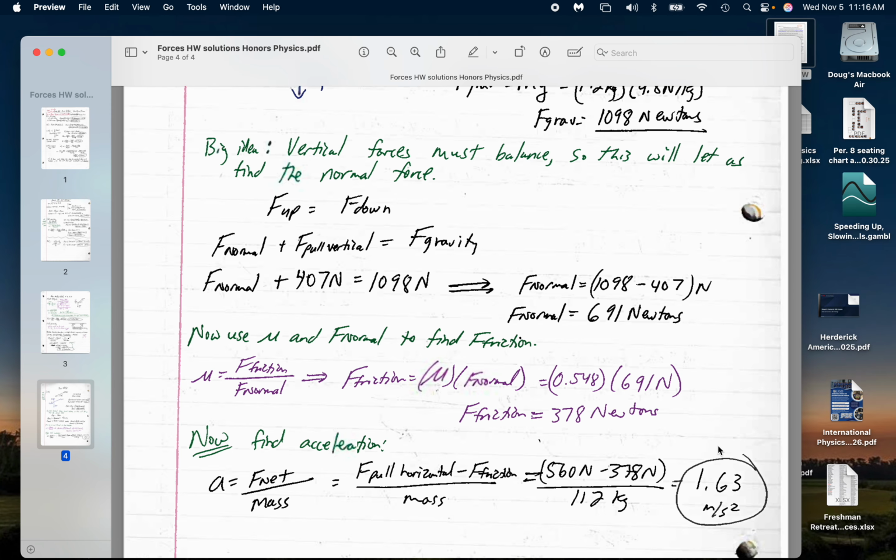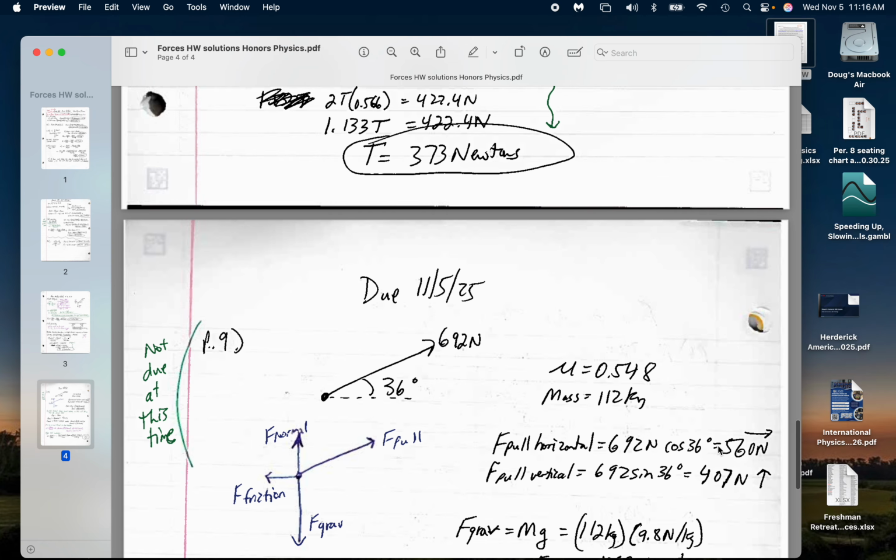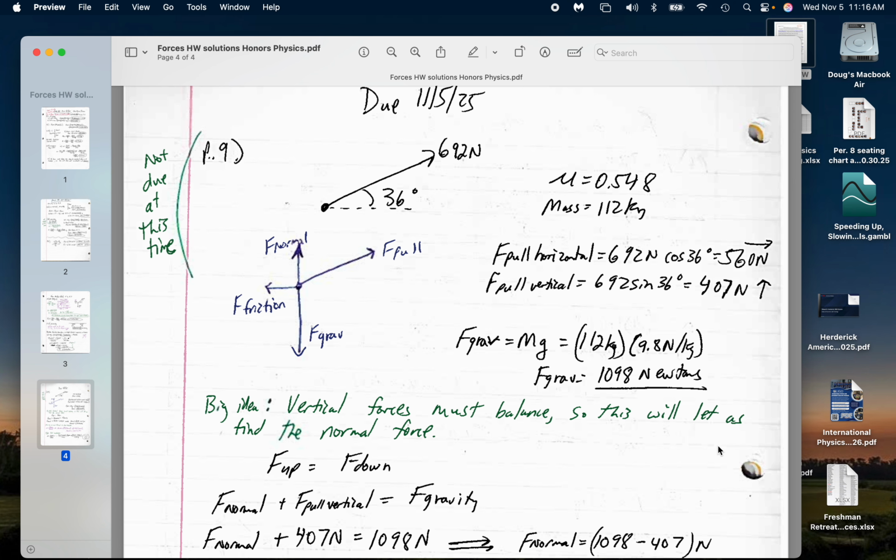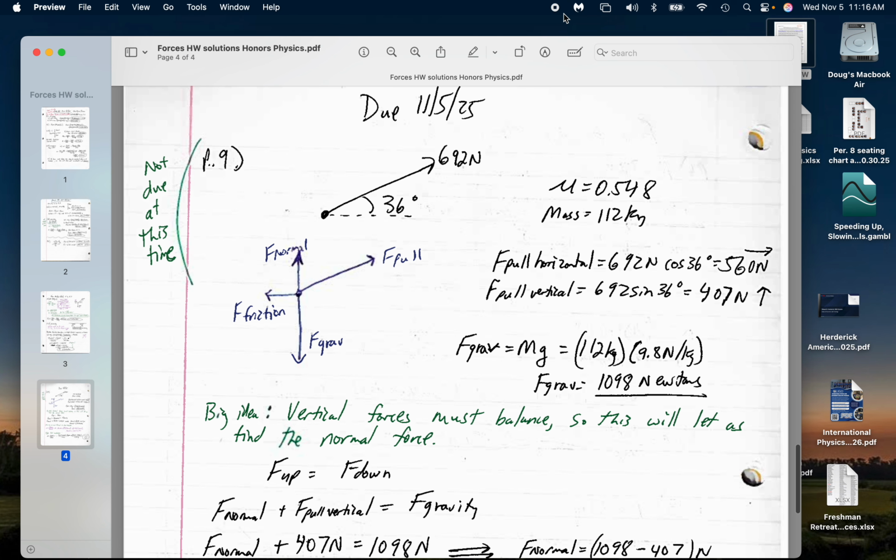So that is a lot of problem. That's why I didn't want to assign it this time. Anyhow, I hope those help, and we'll be ready for our test on Tuesday.